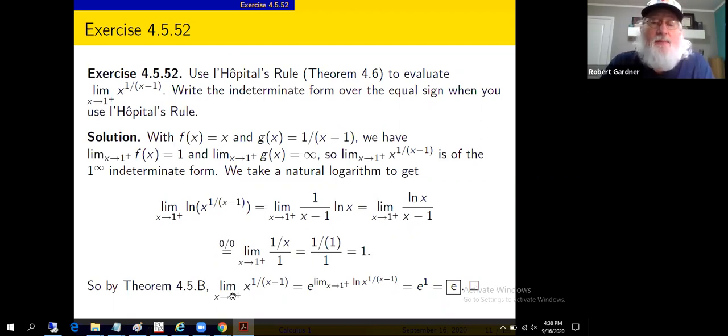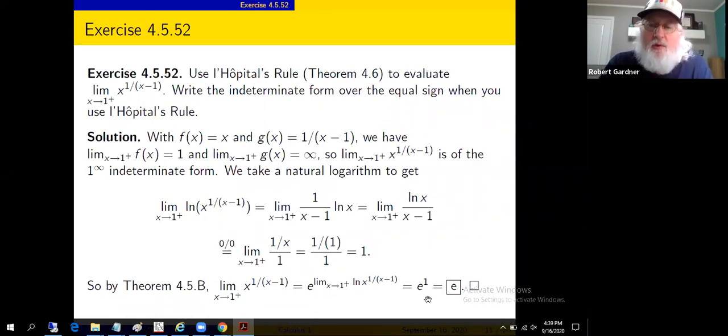We know the limit as x approaches 1 from the positive side of this function is e to the limit as x approaches 1 to the positive side of the natural log of this function. This is exactly what that theorem said with f of x and g of x as given upstairs. So we need to exponentiate. We found the limit of the log. Well, you need to exponentiate that to find the limit itself. The limit of the log was 1. That becomes the exponent. We get e to the 1 out as the limit.